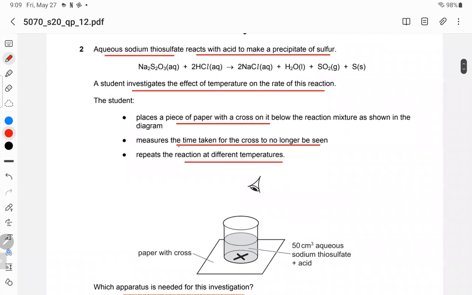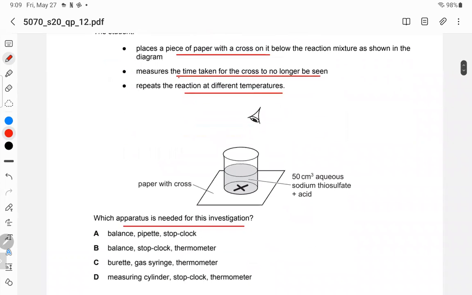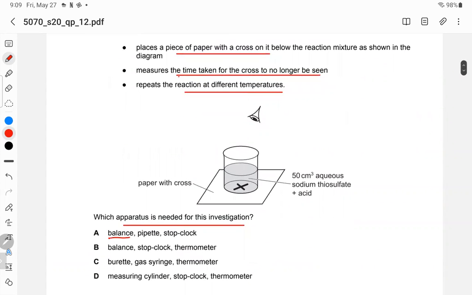See, both are aqueous, right? Both the reactants are aqueous. If both the reactants are aqueous, do we need a balance? Yes, do we need a balance in this case? A balance is used to record the mass, right? Weigh the substance and note its mass. So we do not need it because we have an aqueous solution.